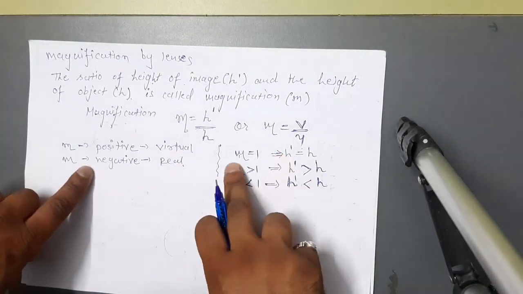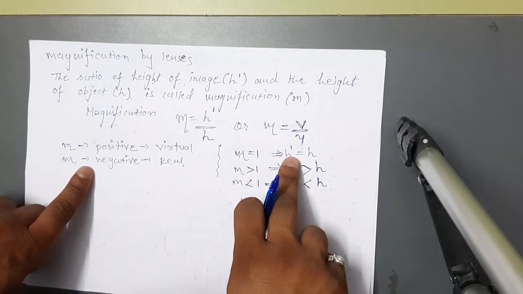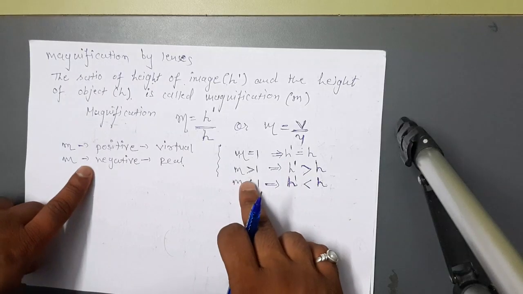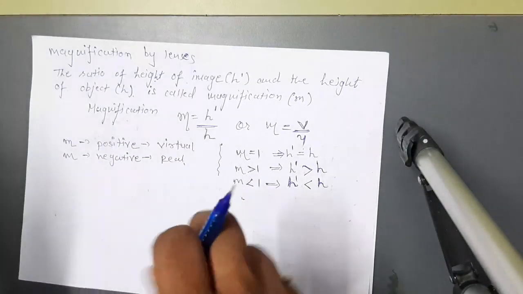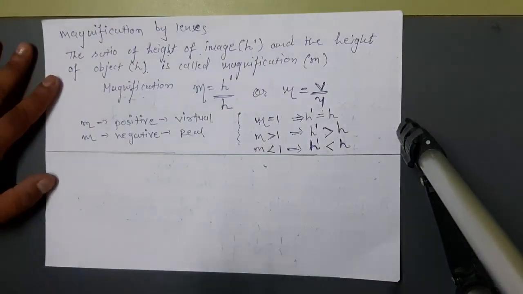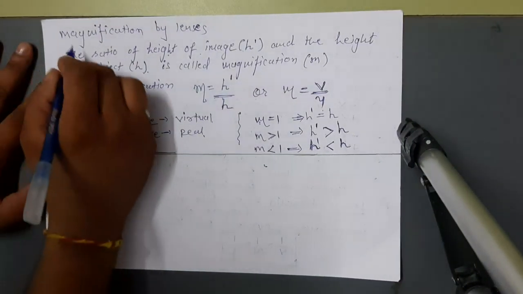So when M is equal to 1, we will get the same size of image. When M is greater than 1, we will get an enlarged image, and when M is less than 1, we will get a diminished image.